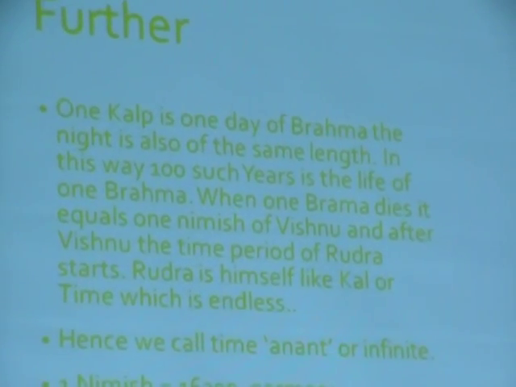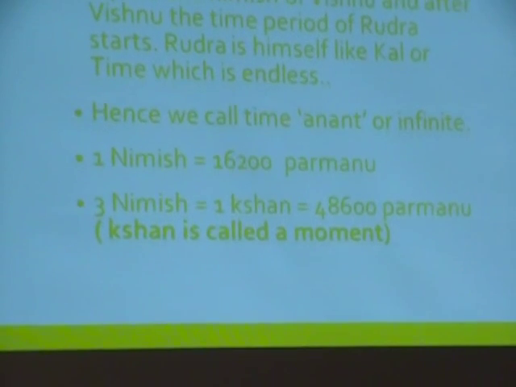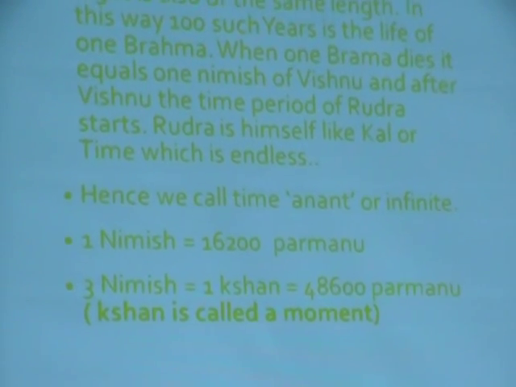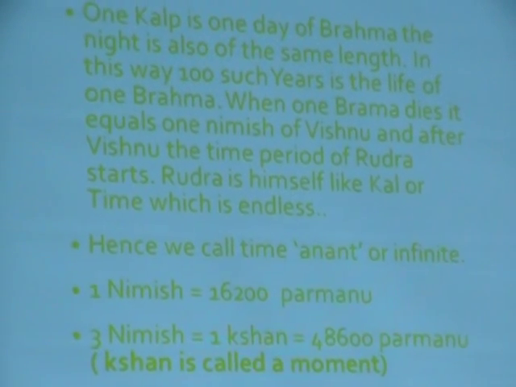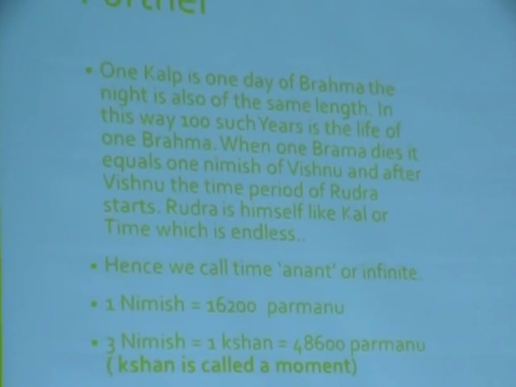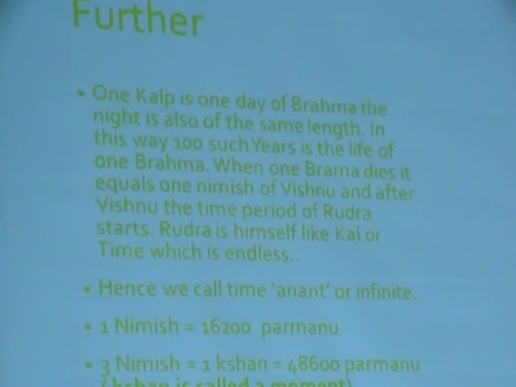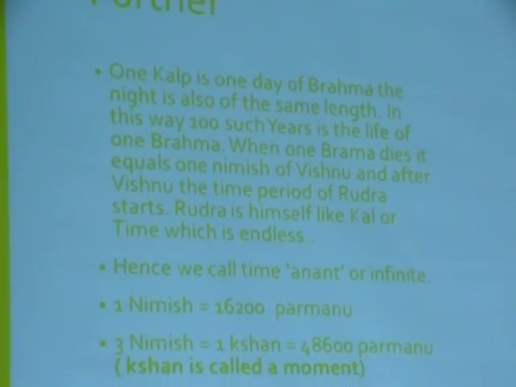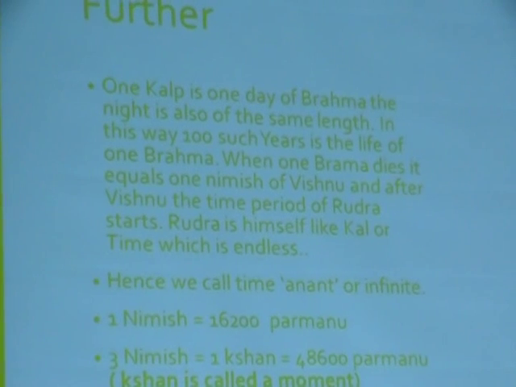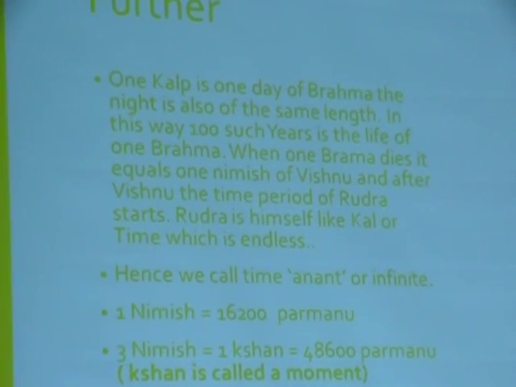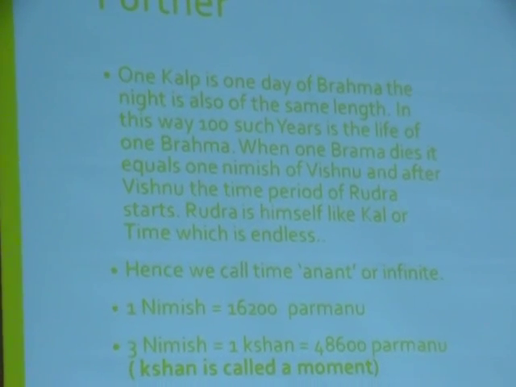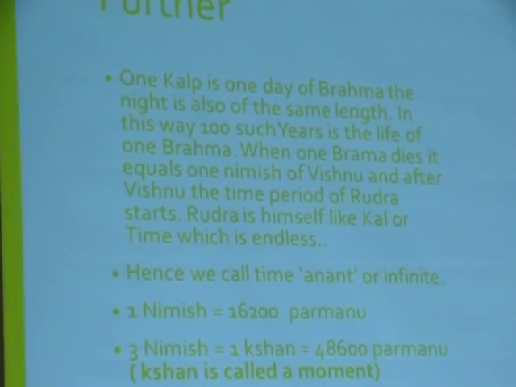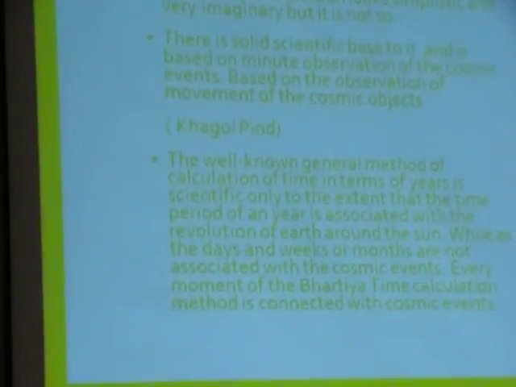That one moment is divided into 486 parmanus, the very first smallest unit. That makes one moment 4, 8, 6, 0, 0. So, to those depths, they thought. The smallest unit in the table.